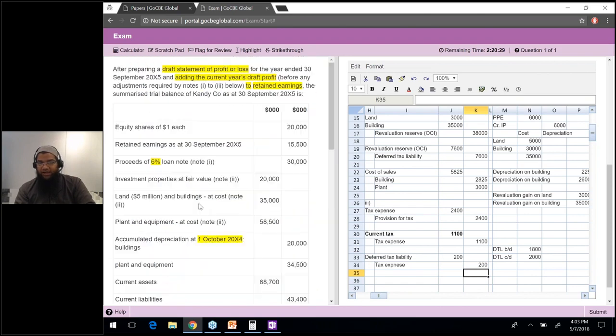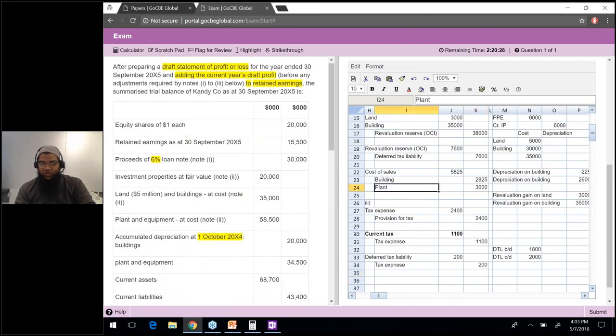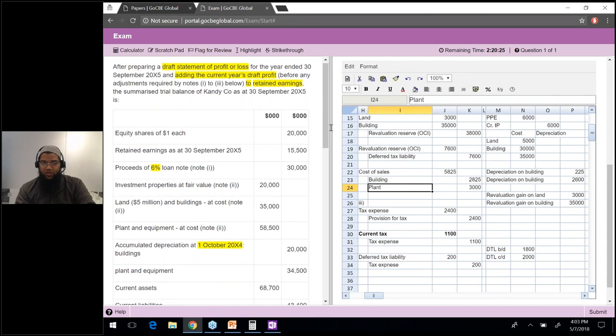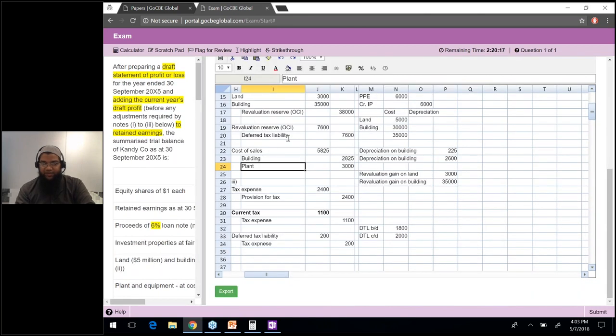Now I need to incorporate these entries to calculate the retained earnings correctly. So what I'm doing is stretching the answer sheet so that I can see more area on the question paper.